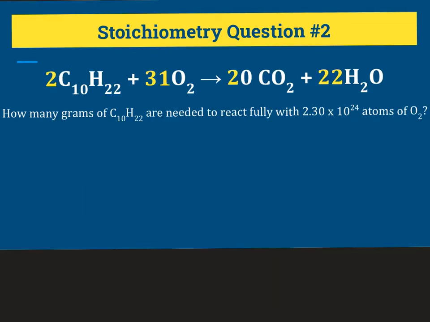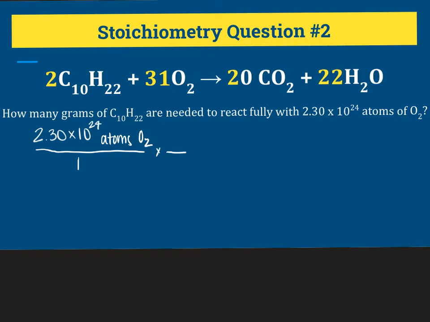All right. For our next problem here then, we have another balanced equation at the top. And our question is asking us how many grams of C10H22 are needed to react fully with 2.30 times 10 to the 24 atoms of oxygen gas. We only have one given for this one, so it's pretty easy to know which one we're going to start with. So we will write 2.30 times 10 to the 24th atoms of O2, and we'll go ahead and throw that number over 1 to make our math line up throughout.